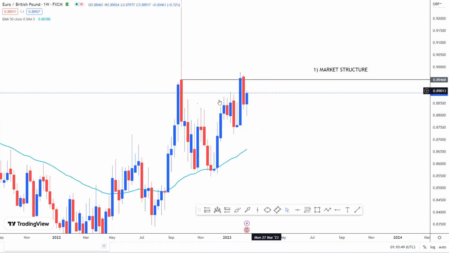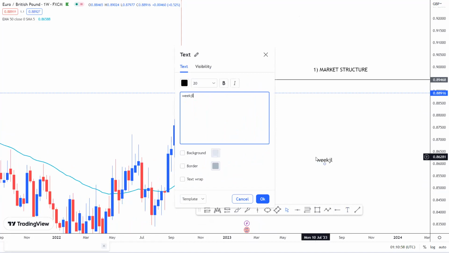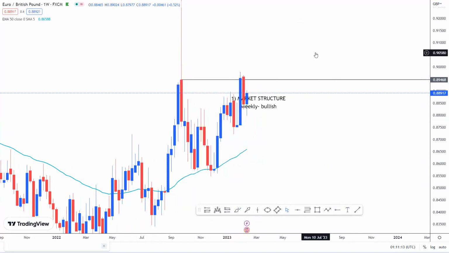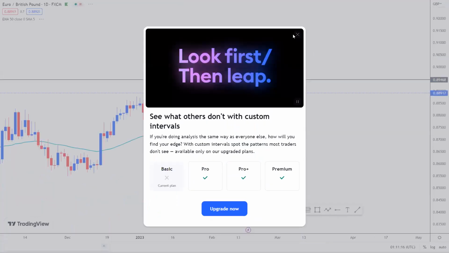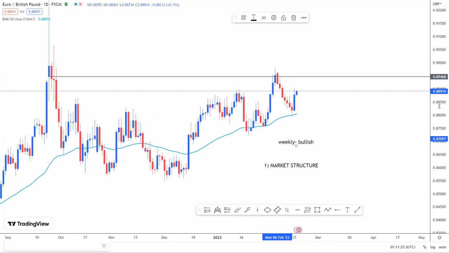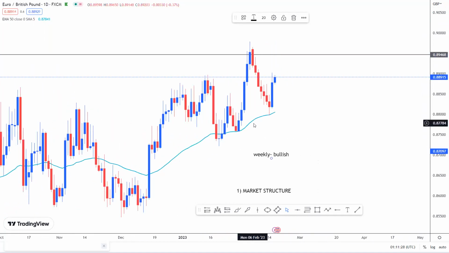So clearly, this establishes that the weekly time frame is bullish. So we have the weekly bullish. Then moving to the daily time frame, clearly also, we can see the daily time frame is very clearly bullish.